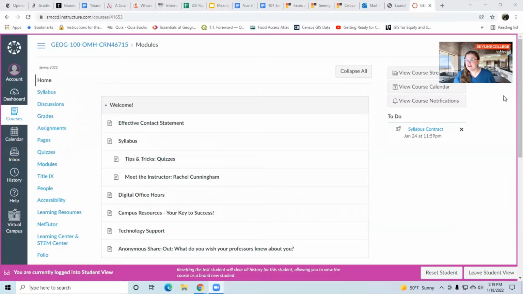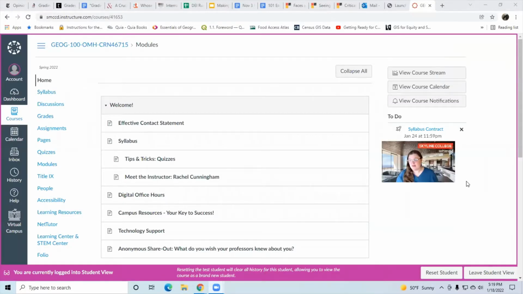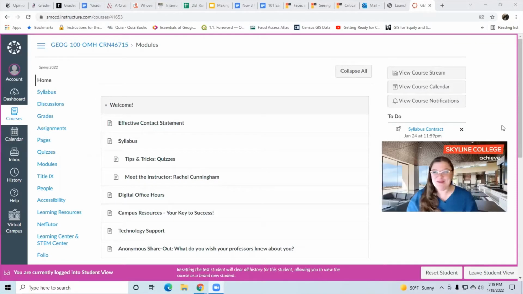Okie doke. So here is our Canvas. Pardon my bazillions of tabs. I am a multitasker for sure. All the work that you do for this class will be through Canvas, and this has already gone live. I see several of you have already done your syllabus contract. Thank you so much for that.